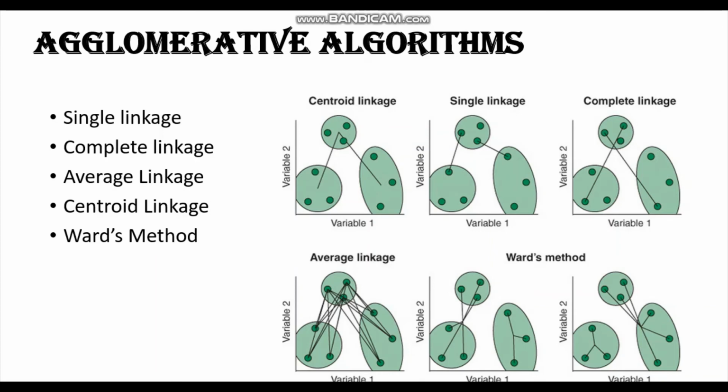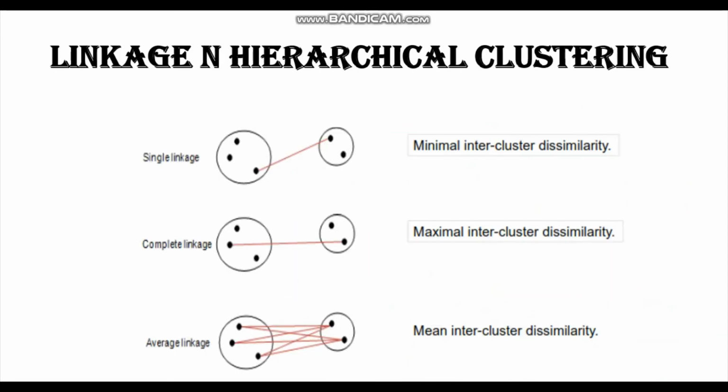When we talk about hierarchical clustering, there are two things: one is the distance measure, the other one is the linkage criterion. Under linkage criterion we have five methods: single linkage, complete linkage, average linkage, centroid linkage, and Ward's method. Let us see each one of them.